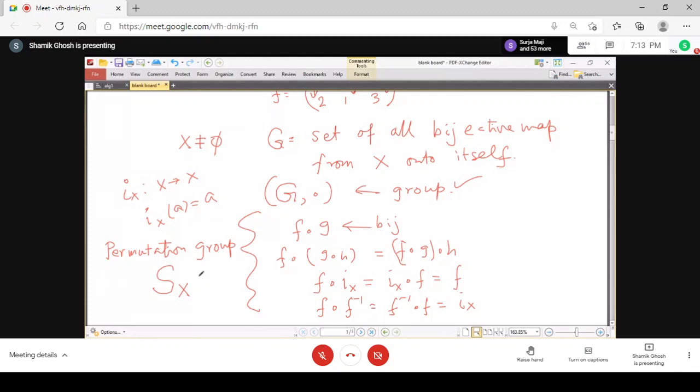However, this is called a symmetric group, or for the time being, you can just consider this the permutation group.